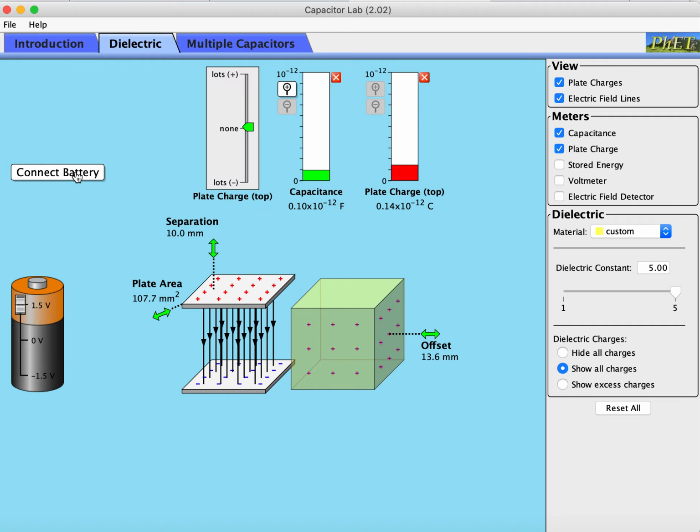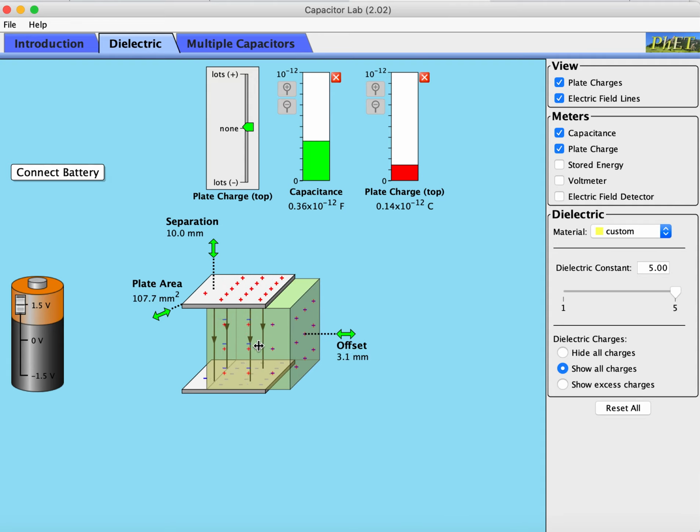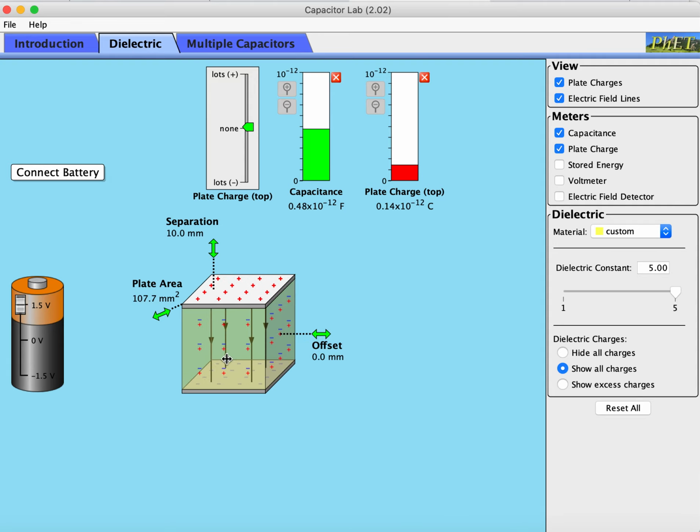If I just disconnect the battery here for a second, so we have a fixed amount of charge, if you like, on the plates. We can't draw any more charge off the battery. Let's see what happens when I introduce the dielectric now. The capacitance has still increased.